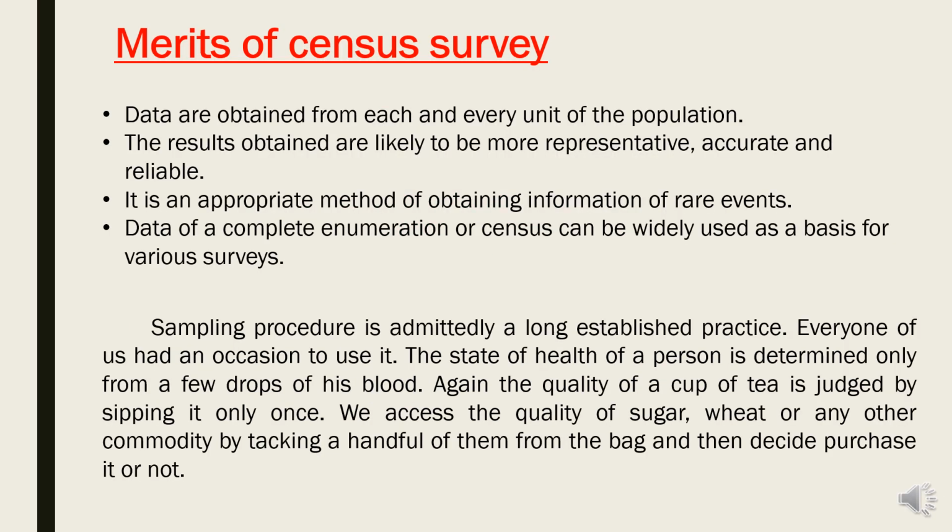Now, the merits of a census survey. Data are obtained from each and every unit of the population. The results obtained are likely to be more representative, accurate, and reliable. It is an appropriate method of obtaining information on rare events, such as areas under some crops. Data of complete enumeration or census can be widely used as a basis for various surveys.